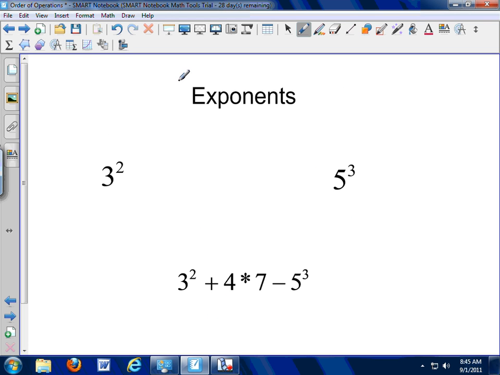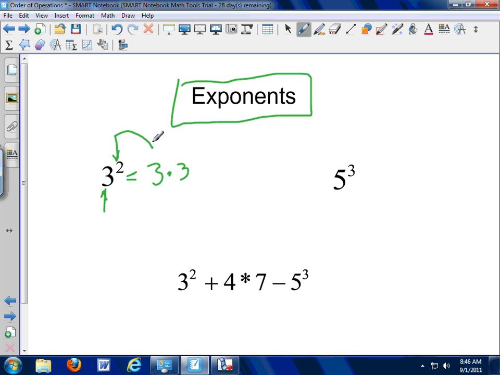Exponents. What's an exponent? What's it mean to be an exponent? What's it do? Okay. Exponent means multiply this number by itself this many times. So when we're looking at 3 squared, that means 3 times 3. Multiply 3 by itself this many times, which is once, twice. 5 to the third means multiply 5 by itself 3 times. 5 times 5 times 5. So we're multiplying 5 by itself once, twice, thrice, 3 times.